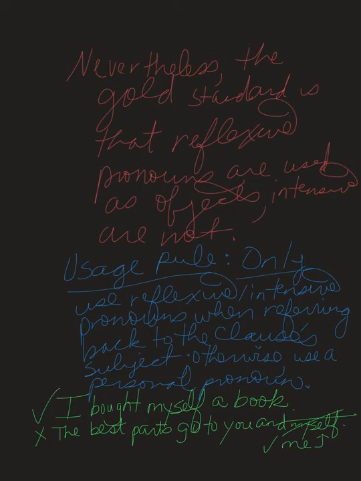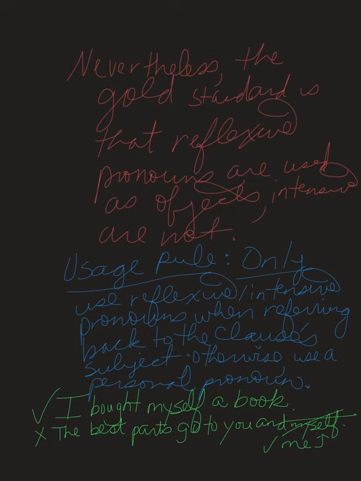Nevertheless, again, the gold standard for choosing whether a pronoun is reflexive or whether it's intensive is if a pronoun is indeed reflexive and would be labeled as such, it is used as an object, an IO, DO, or an OP. If it is not reflexive, if it's rather just intensive, it would not be used as an object. Again, not necessary for this chapter, but good to know because it is necessary at other times.